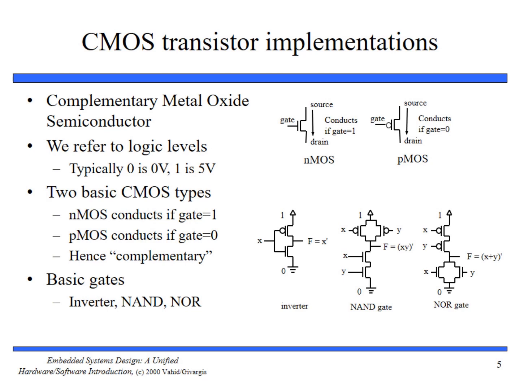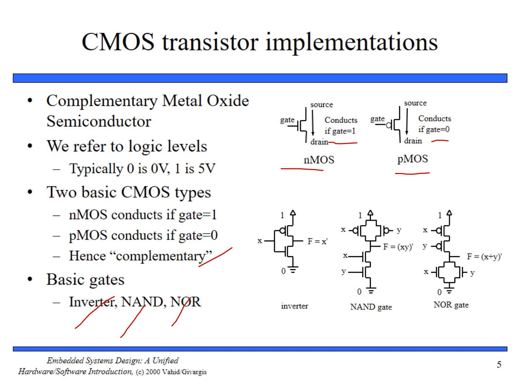In this slide you can see lots of CMOS transistors. We refer to logic levels typically as 0 when 0 volts is applied and 1 when 5 volts is applied. There are two types of CMOS. NMOS conducts when the gate level is high and PMOS conducts when the gate level is low. Hence these are called complementary. Basic gates that we are going to use are inverter, NAND and NOR. In NMOS, if the gate is 1, the transistor conducts. In PMOS, when the gate is 0, the transistor conducts.